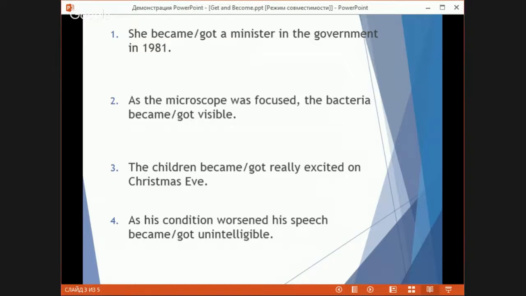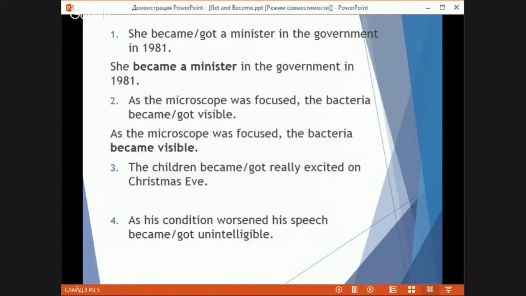So let's look at our next part. He became a minister in the government in 1981. We can use only become here because we are talking about the job. As the microscope was focused, the bacteria became visible. You can use got, but it sounds much better to say become visible.